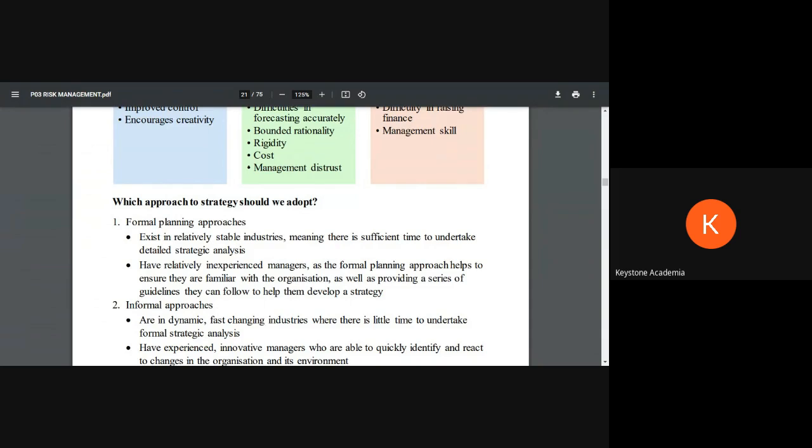Anybody else wants to answer this? What approach shall we follow? I think there should be long-term planning, a long-term approach, and there should be some emergent approach also if there is any change in the market. Okay. What about how you deal with the risk? What they have given: forecasting difficulties, bounded rationality, management distrust, cost. Simanchal, how will you manage this risk? Definitely these disadvantages will be there, but we'll try to reduce them to some extent. Like some rigidity will be there, but we'll try to reduce it to some extent.